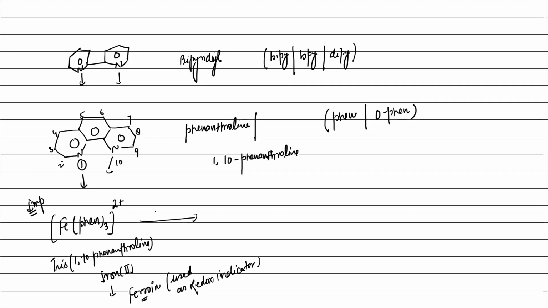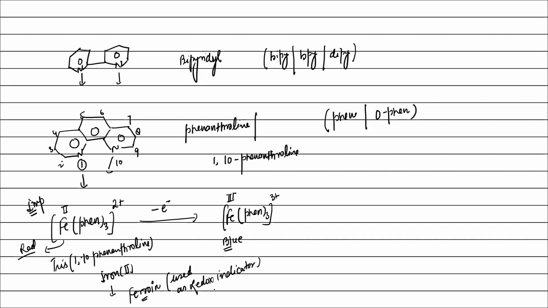On oxidation, it gets converted to Fe phenanthroline thrice 3 plus. It means the oxidation state of iron changes from +2 to +3, and the color of the complex changes from red to blue. So when the color of ferroin changes from red to blue, it means there is the endpoint, right?